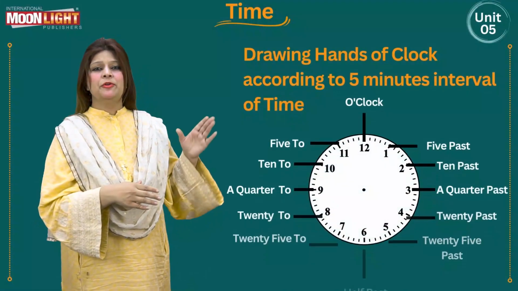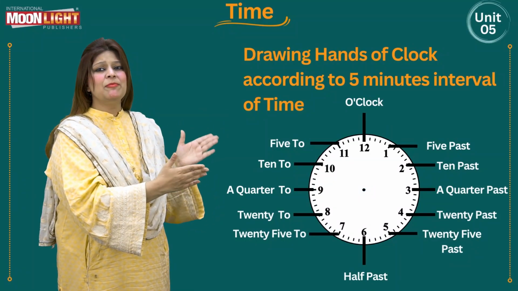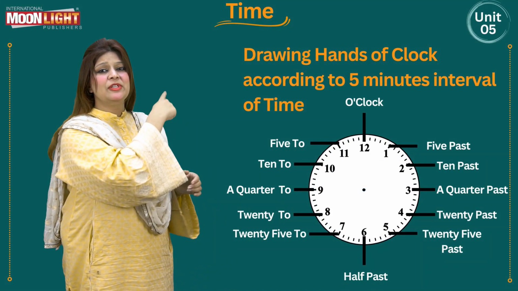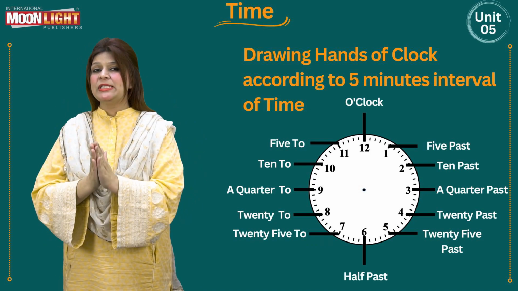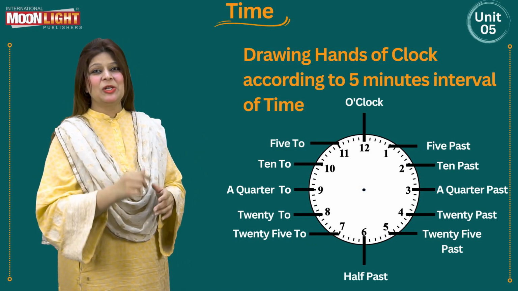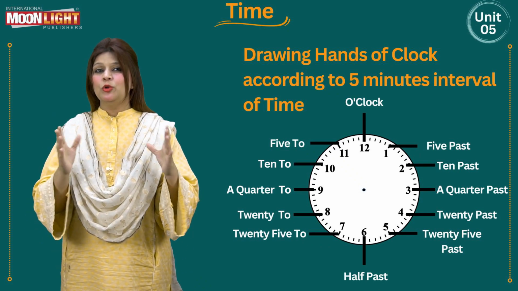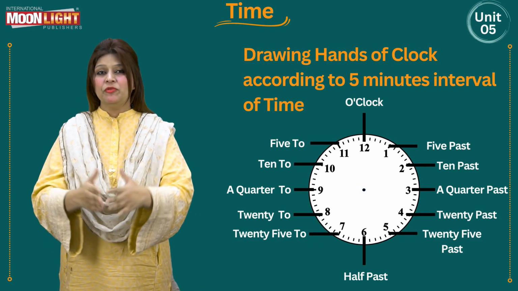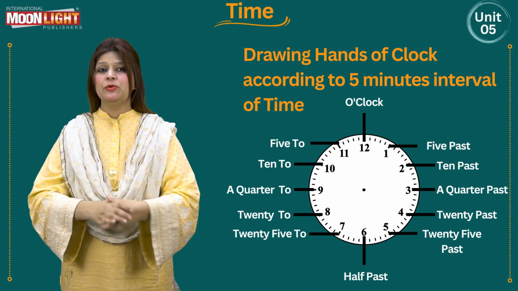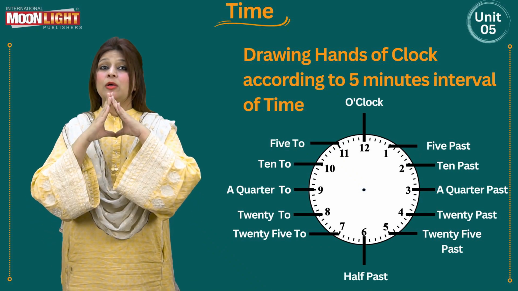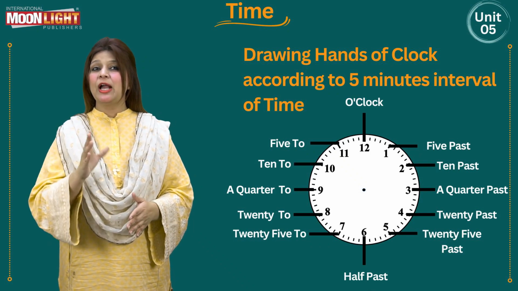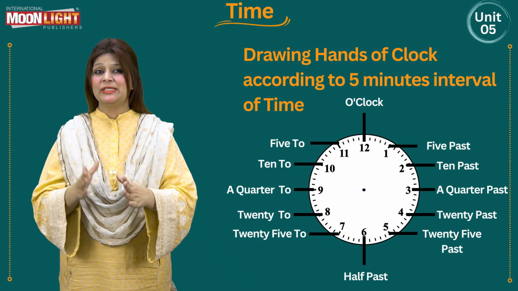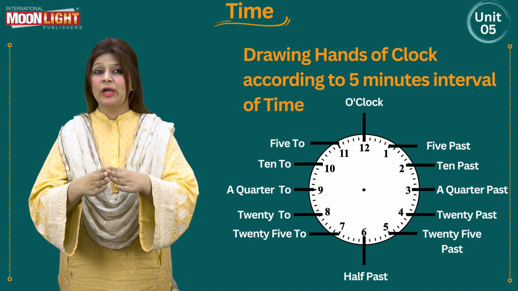So right now, to draw the hands of the clock according to 5 minute intervals of time, we have this kind of circle on your screen. There is a clock, but this clock is without hands. We are going to draw the hands, but first we need to discuss the movement of which hand? Yes, not the hour hand. We are going to discuss the movement of the minute hand, which is the long hand.